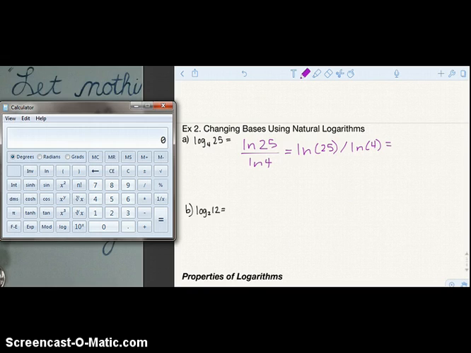So let's check. Again, this might be a little different than what you have to type in, but I'm typing in 25 and pressing ln, divided by parentheses 4 and pressing ln, that's ln of 4. I press enter, and I do in fact get 2.322. Okay, again, I leave you to do log base 2 of 12 using natural log. So ln of 12 divided by ln of 2. You put that into your calculator and get an answer.